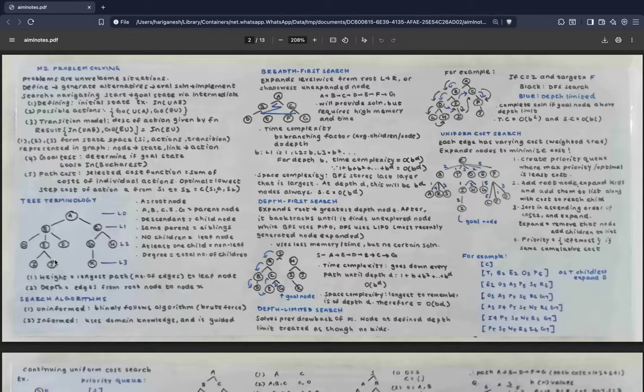There are a few types of search algorithms. The first is uninformed, where you blindly follow an algorithm and try to brute force it. The second is informed, where you use some sort of domain knowledge. First we look at uninformed search algorithms.